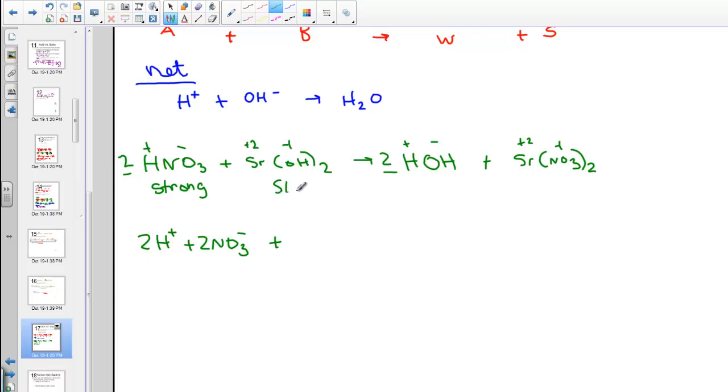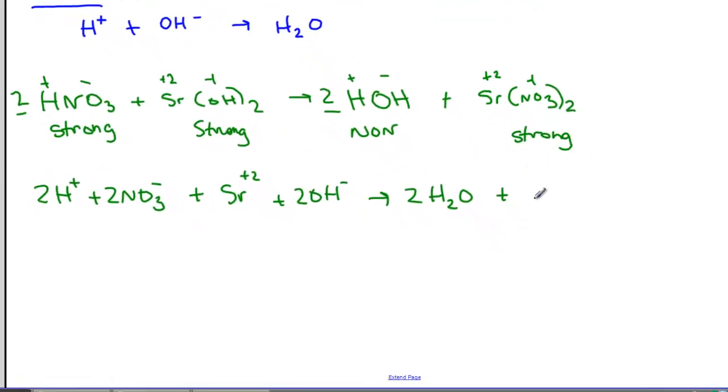This is a strong electrolyte, and by that I mean it dissociates when it goes into water. We're going to create a strontium ion and 2 hydroxide ions. Water is a non-electrolyte. It does not dissociate and therefore remains together in its molecular form. And the salt, of course, here is also a strong electrolyte. So we get strontium ion and 2 nitrate ions.